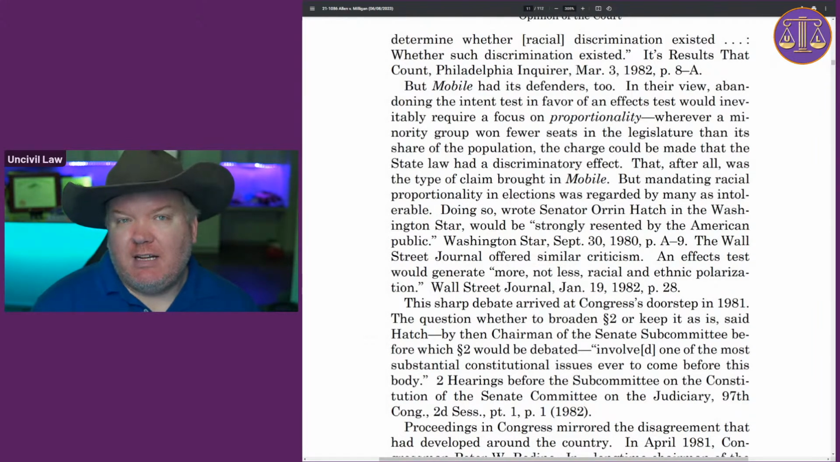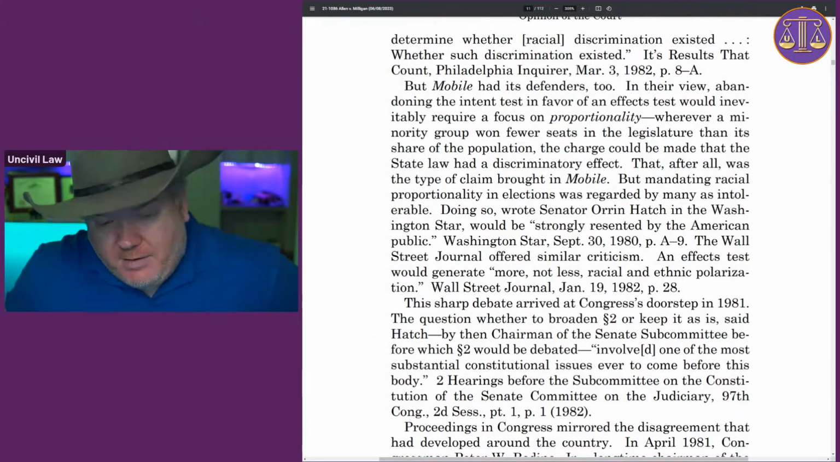It doesn't quite seem correct that just because half the population is X, therefore half the legislators should also be X. Maybe that's not what the people want. And the people are entitled to their choices for better or worse. So just because it's not proportional doesn't necessarily mean it's not good. Doing so, wrote Orrin Hatch in the Washington Star, would be strongly resented by the American public. The Wall Street Journal offered a similar criticism. An effects test would generate more, not less, racial and ethnic polarization.